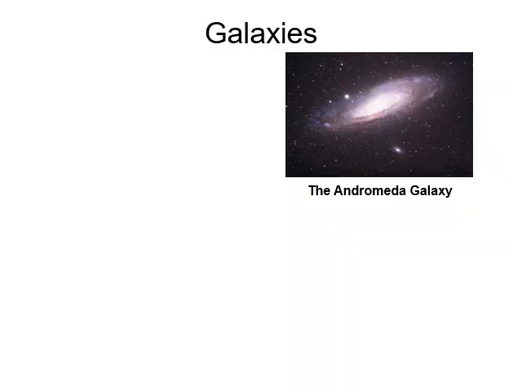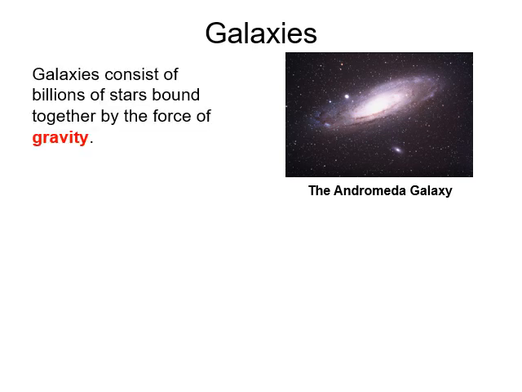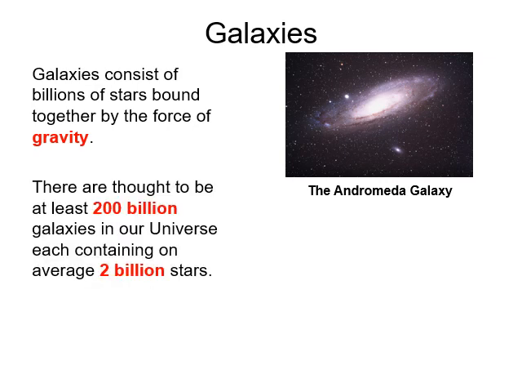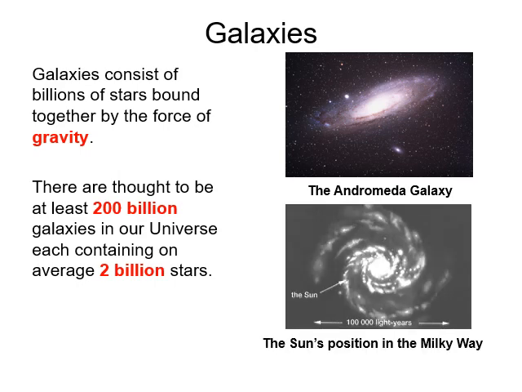Okay, so we're not the only galaxy. There's the Andromeda Galaxy. Okay, and a galaxy consists of billions of stars bound together by the force of gravity. Okay, there are thought to be about 200 billion galaxies in our universe, each containing about 2 billion stars. Really big numbers, kind of awe-inspiring in a way. And this is us, okay, the Sun, and its position on the Milky Way. So we're kind of on the edge of an arm of the spiraling Milky Way galaxy.